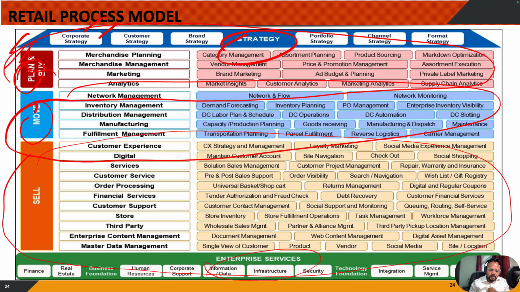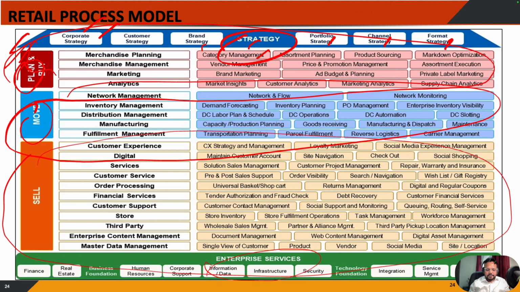Coming down to the strategy part, it is where the corporate strategies, the customer strategies, the brand strategy, the portfolio strategy, channel strategy, and formally the format strategies are defined. Think about it, it is the first step when you are going to start your new retail business.